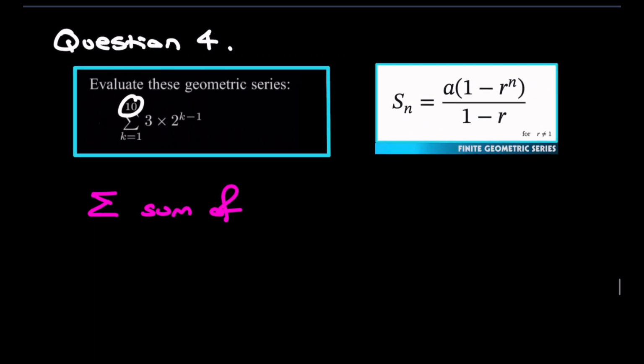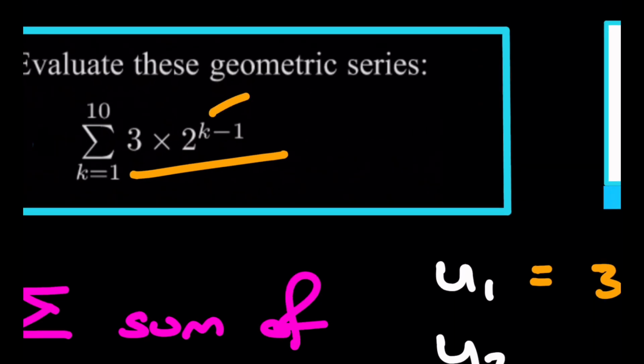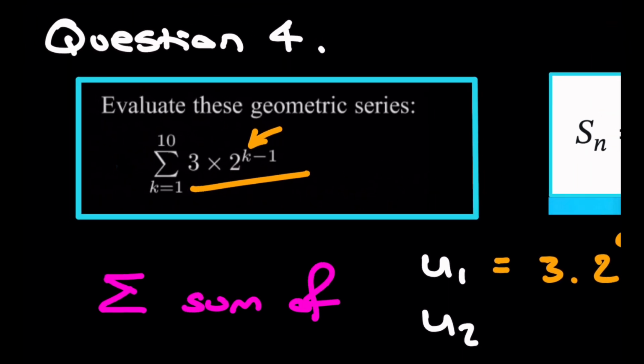So let's just generate the sequence to begin with so we can see what's happening. So u1 is plugging in, remember k is equal to 1, into the following here. So we're going to have u1 is equal to 3 times 2 to the power of 1 minus 1, which will be 0. Now anything to the power of 0 is 1, so that means the first term is simply 3. Let's go ahead and find the second term of this sequence. So we plug 2 in for k, and that will be 2 minus 1, which is 1.